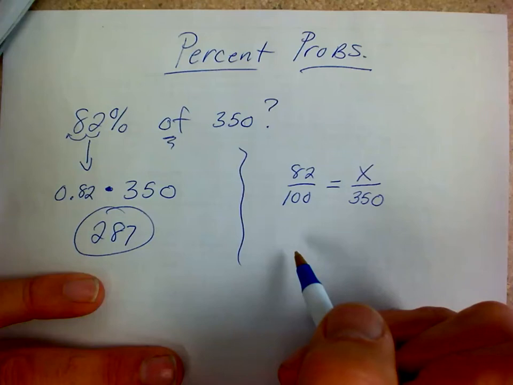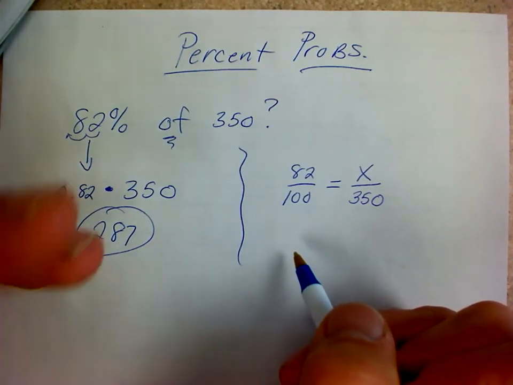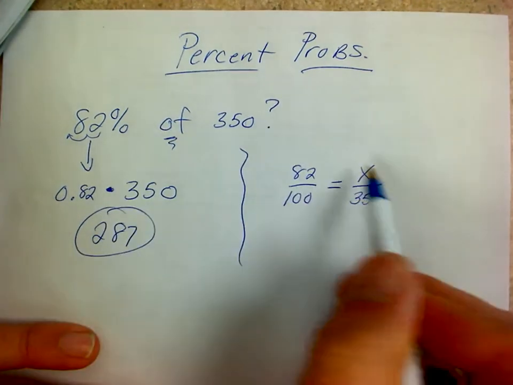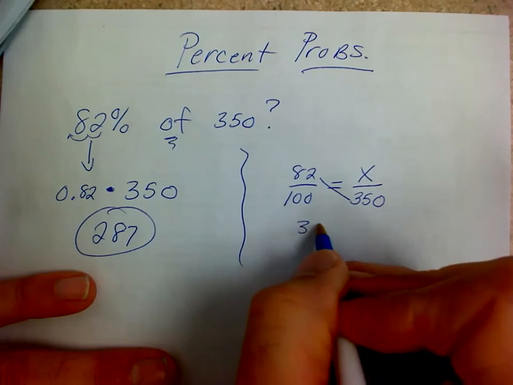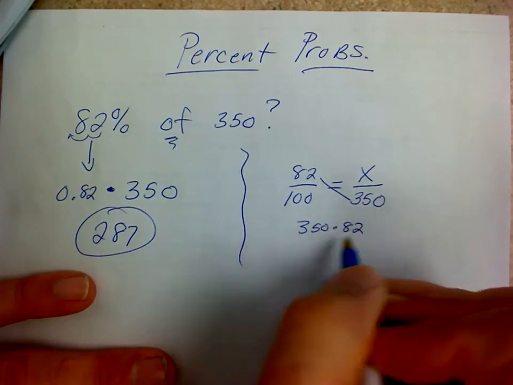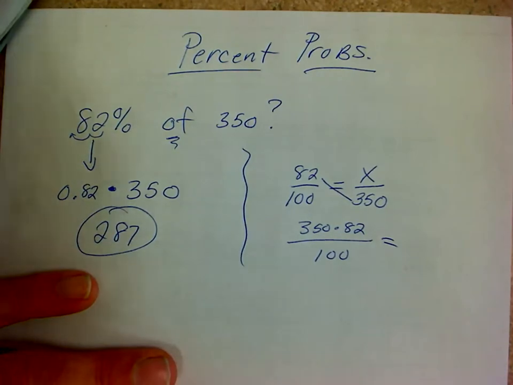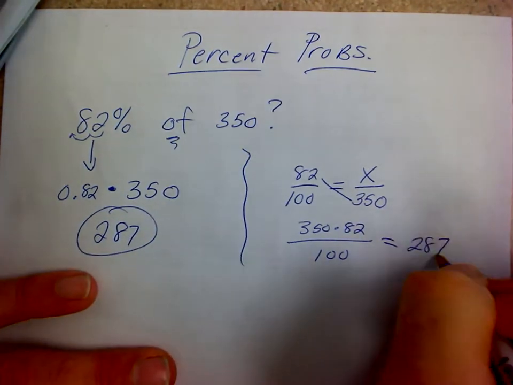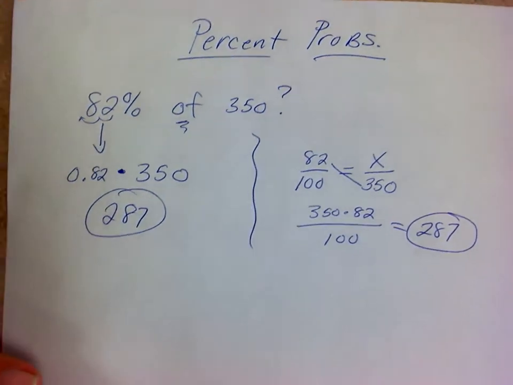So the proportion, as we mentioned, eliminates guesswork. We don't have to try and figure out whether we're supposed to be multiplying or dividing. We just know, hey, percents are involved, I can build a proportion to get me going in the right direction. So we can cross multiply and then divide by the third number. So 350 times 82, divided by 100, and we end up with 287 as well. Okay, so that'll be the top half of your homework this evening.